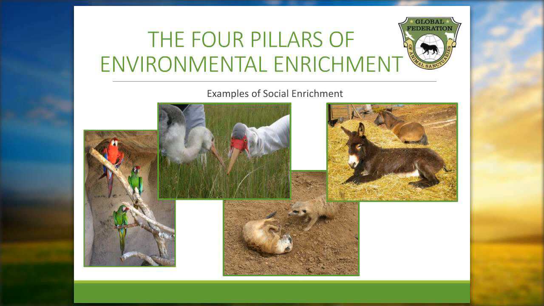So here are some examples of good social enrichment. Social enrichment is perhaps the most crucial form of enrichment. Conspecifics, animals of the same species, will often spend hours on end playing, grooming, vocalizing, and engaging in various other behaviors. No other form of enrichment can stimulate such complex and frequent expression of natural behaviors.